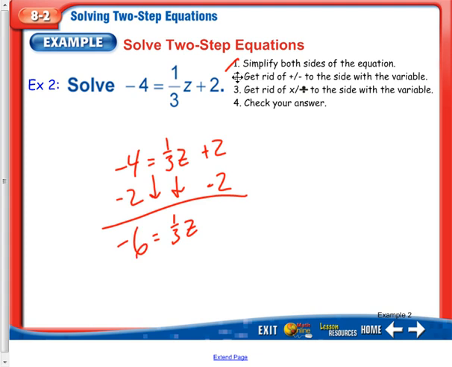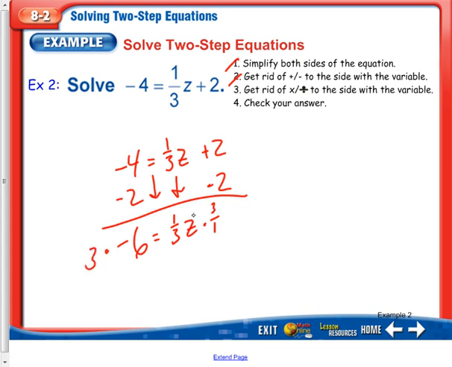Okay, now I'm done with step 2. Step 3, get rid of the multiplication or division. Well, this is multiplication, so the opposite of multiplying is dividing, but I don't want to divide by a fraction. Instead of dividing by 1/3, I'm going to multiply by 3/1. Multiply by the reciprocal. Whatever you do to one side, you got to do to the other. So multiply by 3/1. Well, 3/1 is really just 3. So let's multiply by 3 over here.